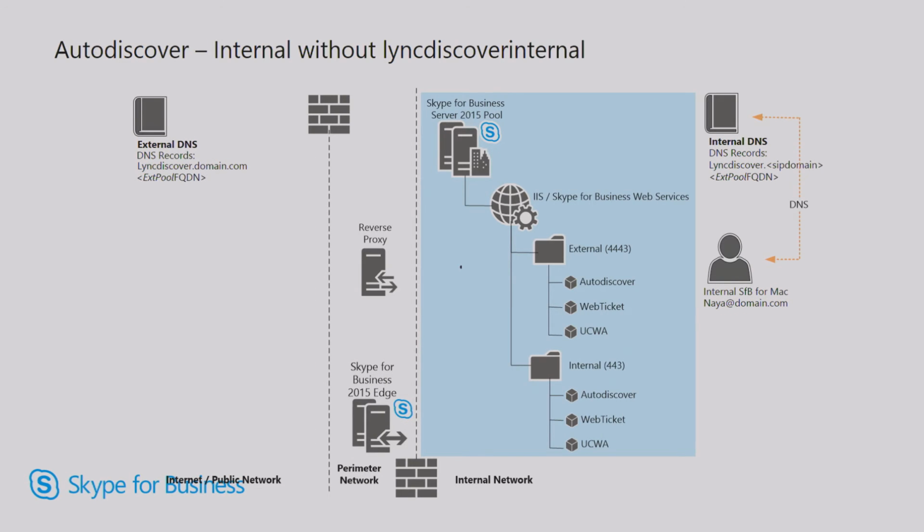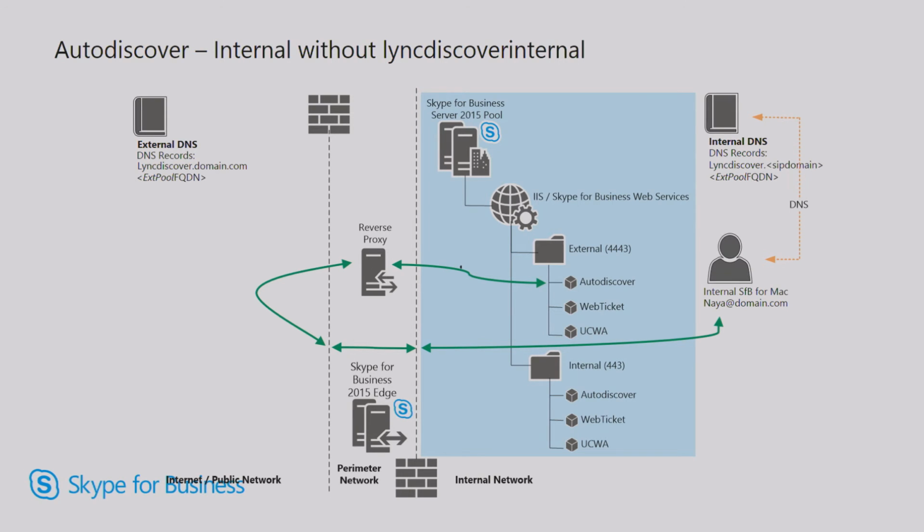So now we've got Naya sitting here, right? She's a Skype for Business for Mac user. She's connected to the corporate network. However, this organization doesn't publish lyncdiscoverinternal. It was about half of our customers we found in preview. So what happens is Naya's connection goes out to the internet, and then we do that lovely, and your apparent favorite, hairpin, into the reverse proxy.